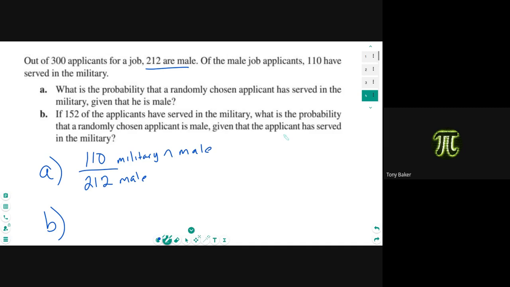Yeah, so the bottom in this case says given that they served in the military. So that's the 152. So that's the military. The top doesn't change. It's still the intersection of military and male, which is 110.